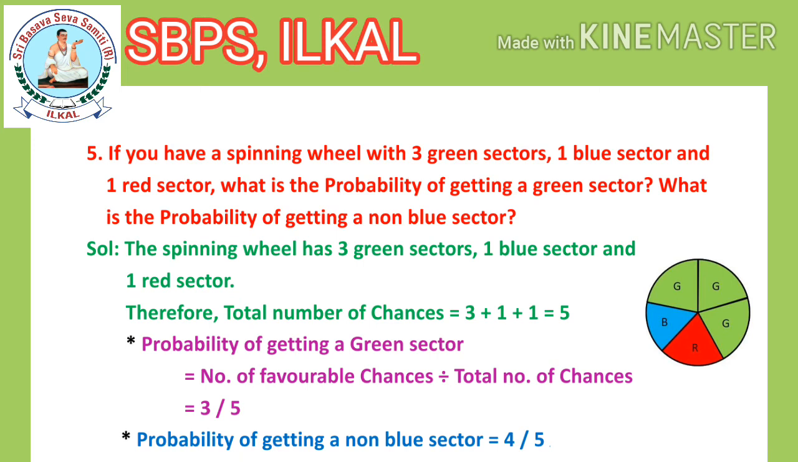And one more question you have to answer here, children. That is probability of getting a non-blue sector. Non-blue sector means, children, except blue, green and red you have to consider now. Therefore, probability of getting a non-blue sector is equal to, you know already formula, number of favorable chances divided by total number of chances, which is equal to 4 by 5. Because non-blue means, I already said, green and red you can consider. That is 3 plus 1 is equal to 4. Therefore, number of favorable chances became 4 and total number of chances became 5. Then, probability of getting a non-blue sector is equal to 4 by 5.